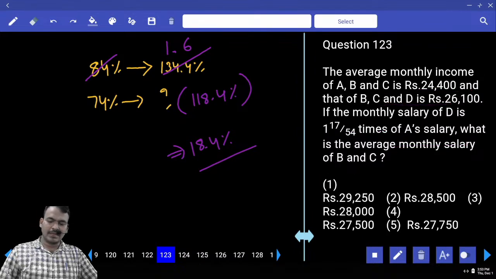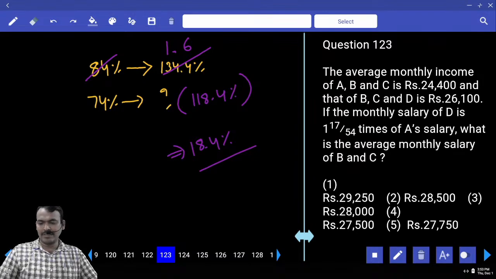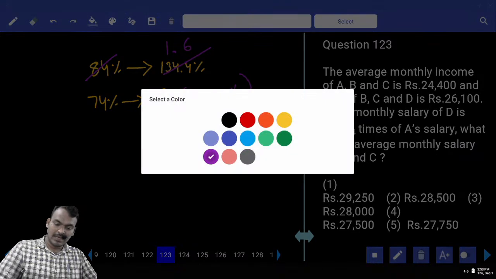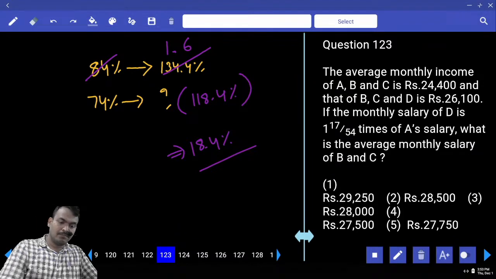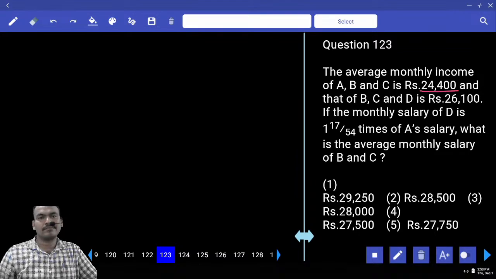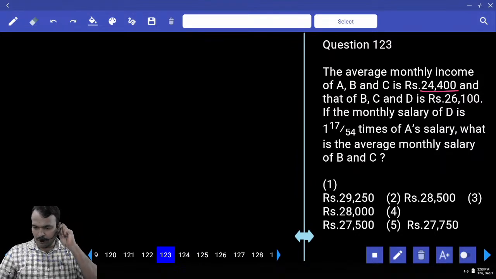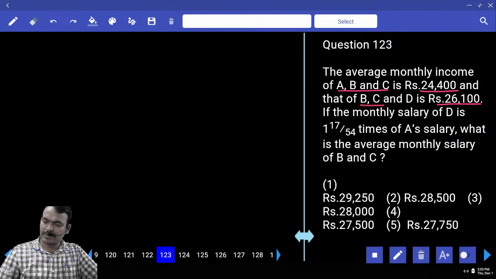The average monthly income of ABC is 24,400, and that of BCD is 26,100. If the monthly salary of D is 117 by 54 times of A's salary, what is the average monthly salary of B and C? What is the ABC average salary? 24,400. What is the BCD average salary? 26,100. What is the difference between ABC and BCD?